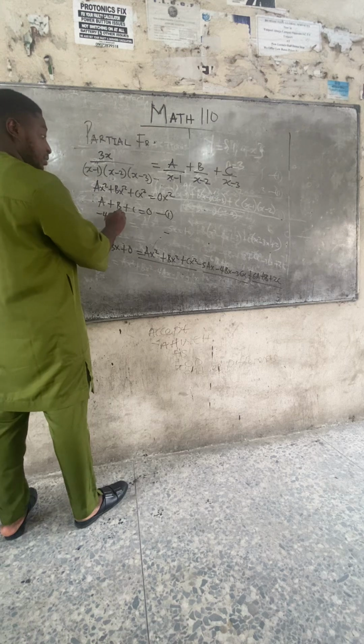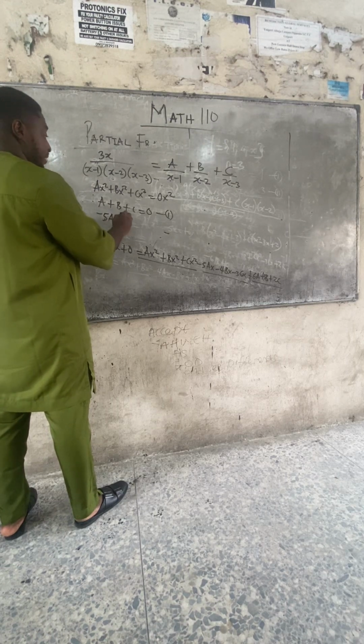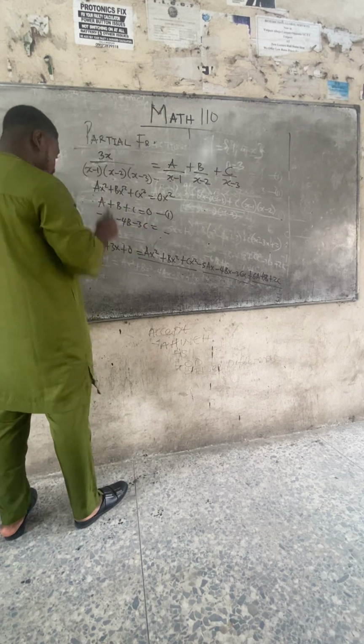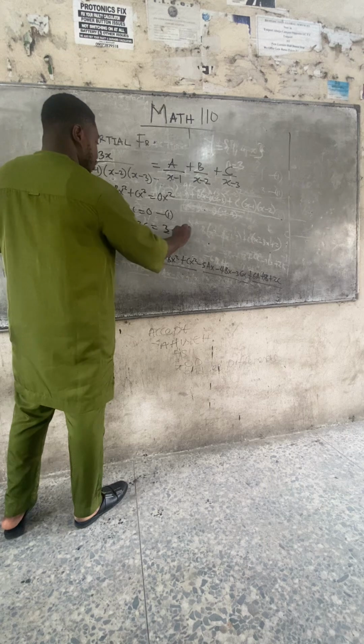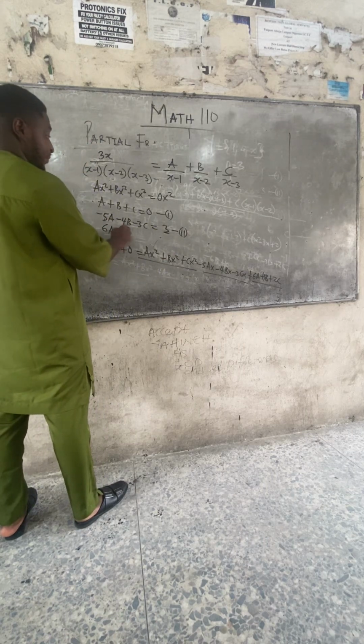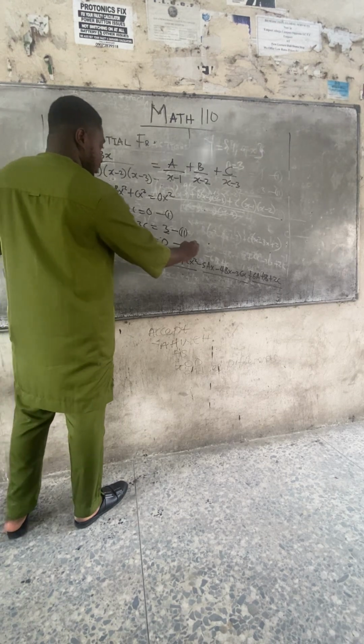Minus 5a minus 4b minus 3c equals 3. Equation 3: 6a plus 3b plus 2c equals 0.